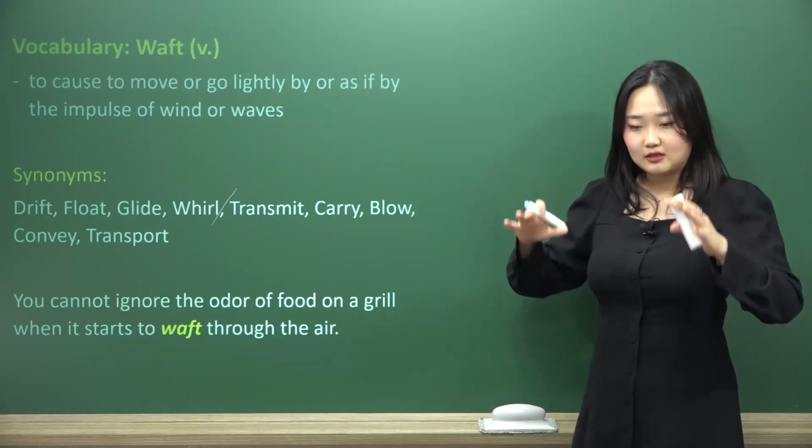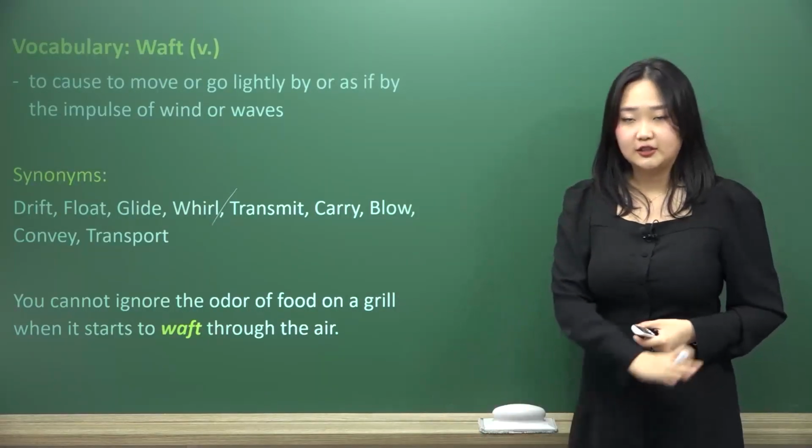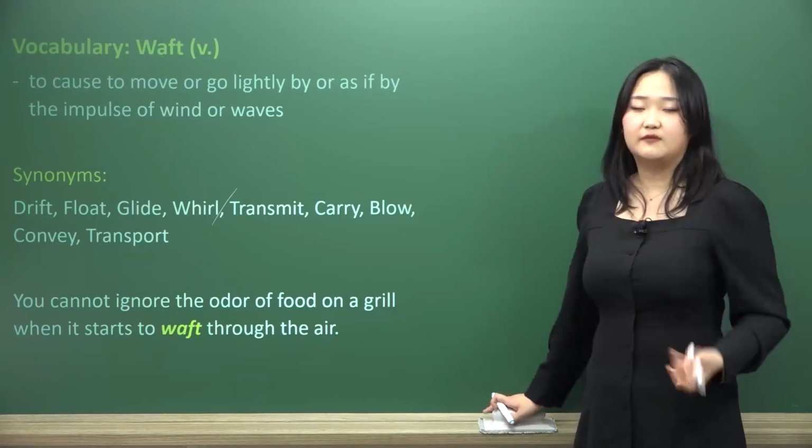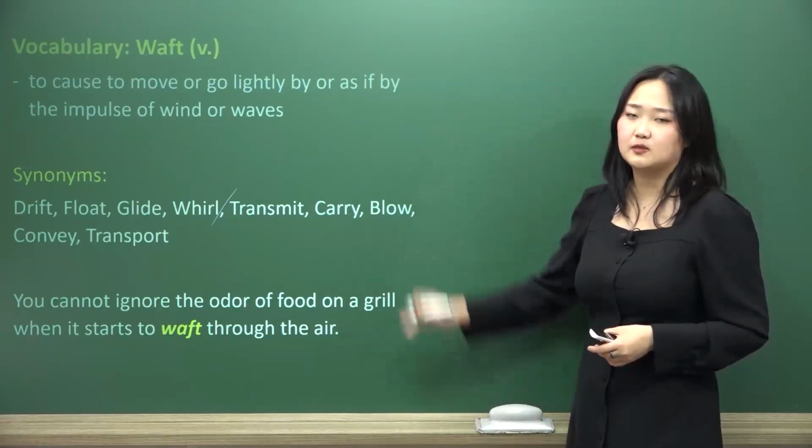You just stop and you're buoyant and you're going up and down. Gliding is to not touch, and then whirl is specifically related to wind, moving along with the wind. Again, not the same as waft.